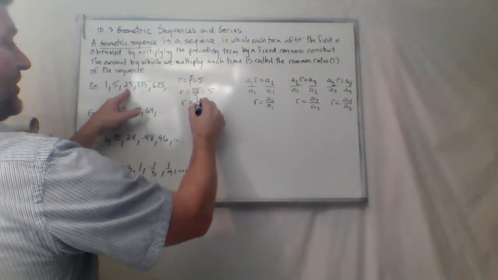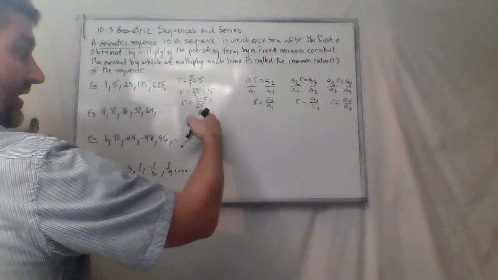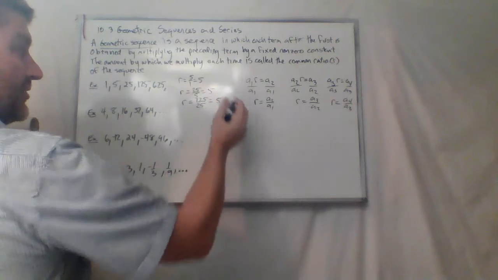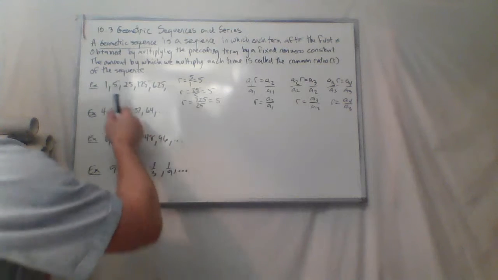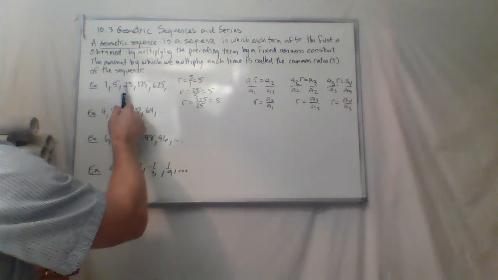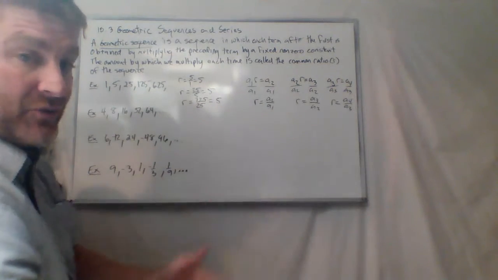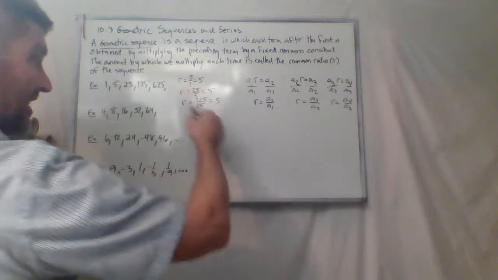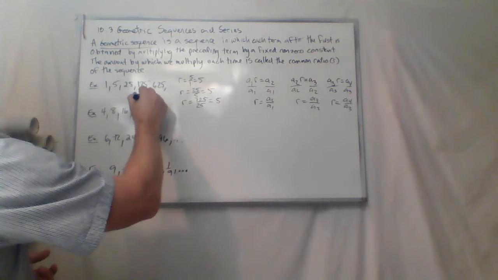So if I divide 125 by 25, that is 5. A lot of times what I'll do is, if I think it's 5, by going 5 divided by 1 is 5, I go 5 times 5 is 25, multiply that by 5 is 125, and so on. And if it's consistent through, then that's the common ratio. But you can always check algebraically. So the common ratio here is 5.